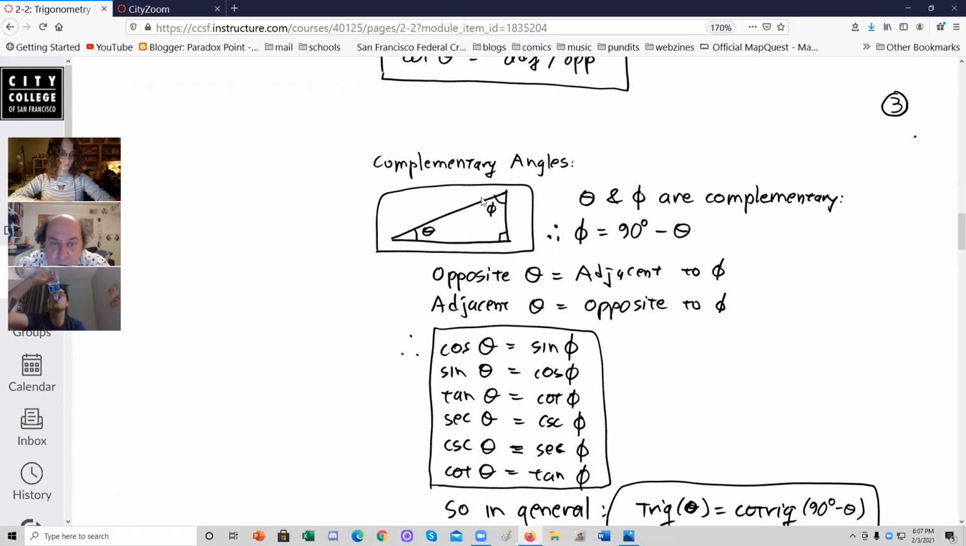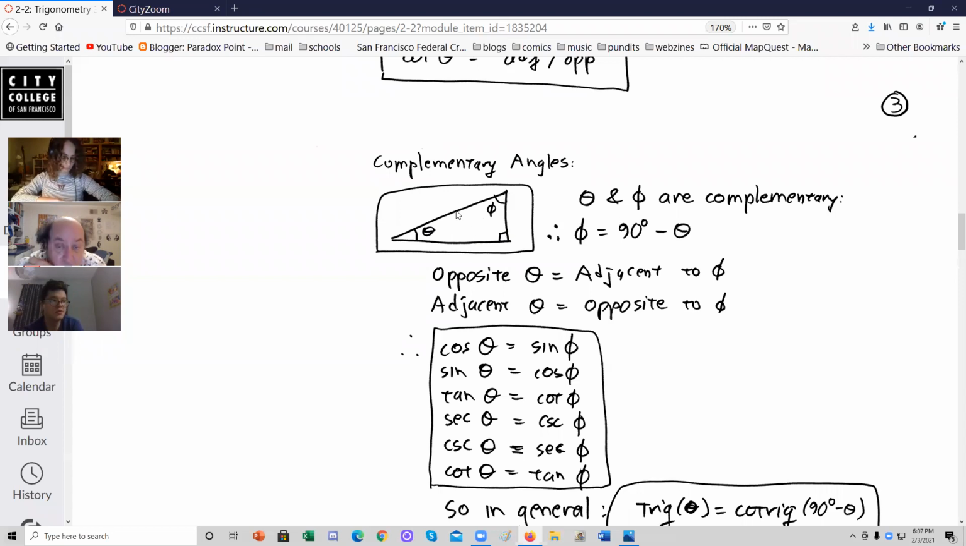If you have a right angle triangle with one angle theta, this will also be an angle, phi, and these are what are called complementary angles. They add up to 90 degrees. Therefore, phi is 90 degrees minus theta. Now, what's opposite to theta is adjacent to phi, and what's adjacent to theta is opposite to phi.